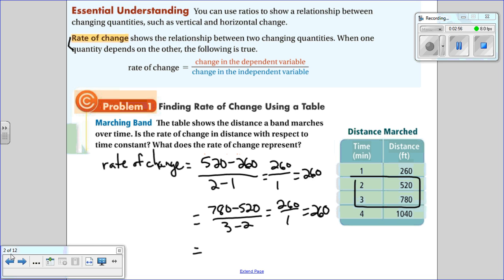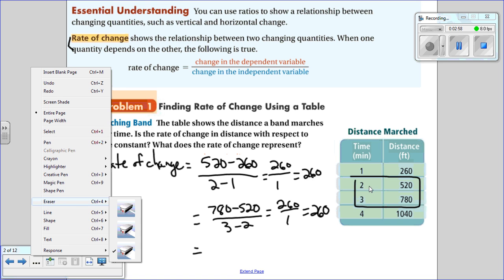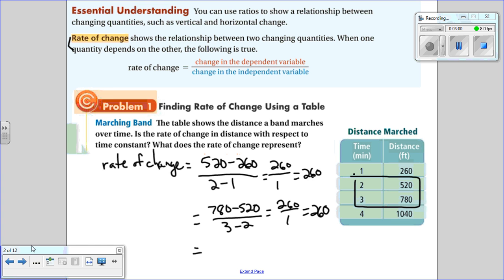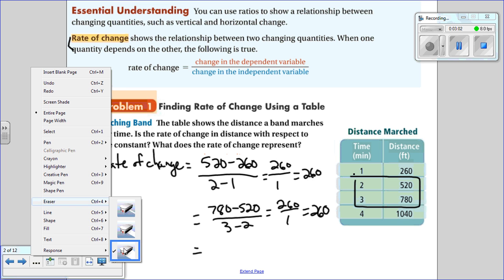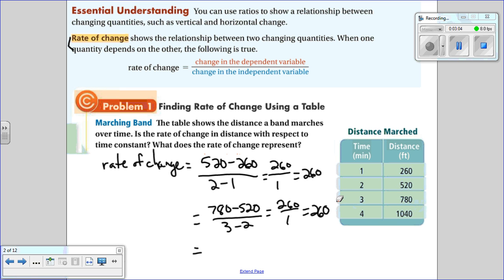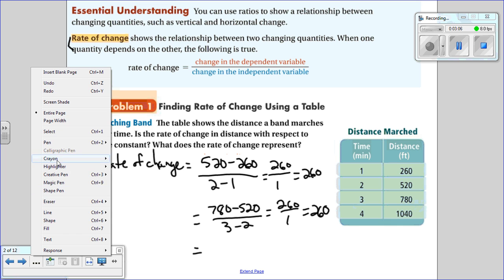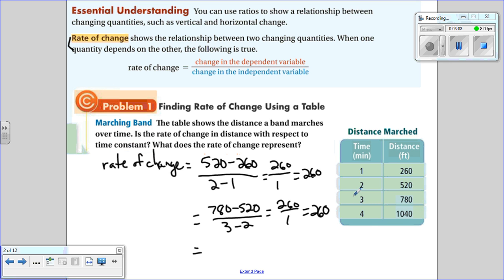And then lastly, we should do it one more time with our last two. So we want to do it with these two. So I take 1040 minus 780 divided by 4 minus 3. And again, you get 260 over 1, which equals 260.